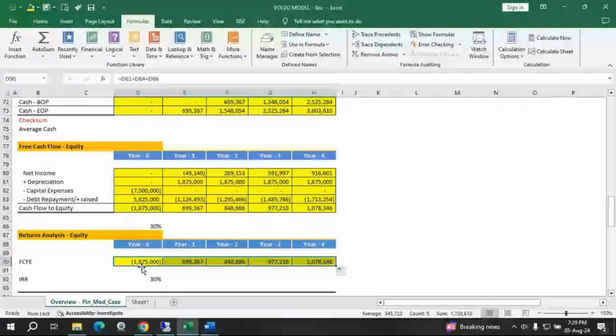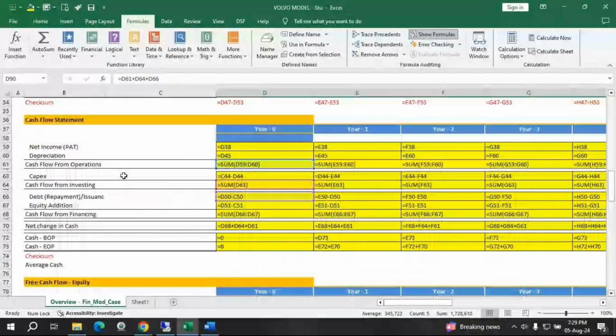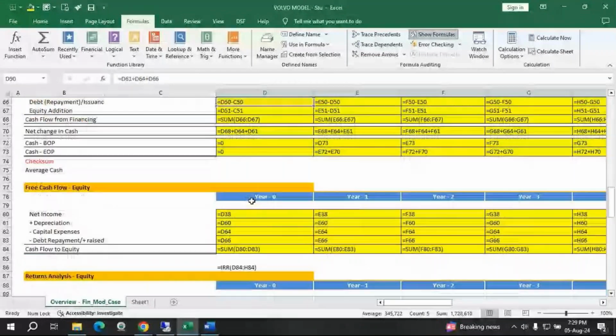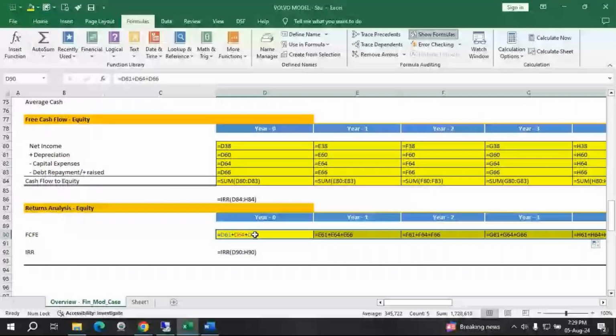So it is D61. D61 is which value? Free cash flow from operations. This is the income I'm getting. Once after the investment, this is the amount I'm getting. After repaying the debt, the remaining amount. So here 0, it will be minus. From next year onwards, I'm going to make the profit. So overall, the internal rate of return is 30%.